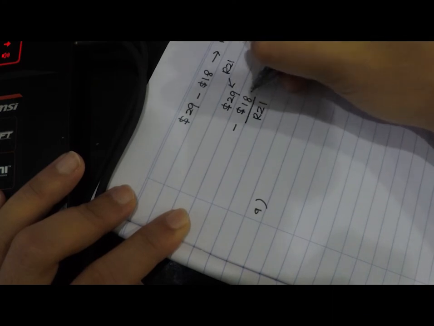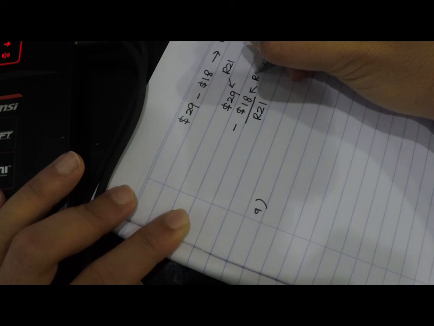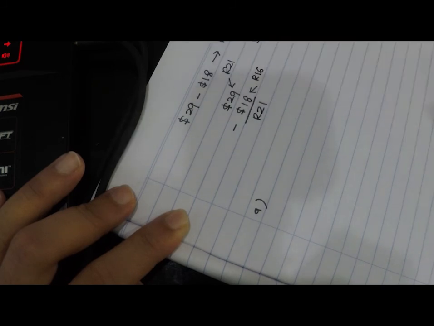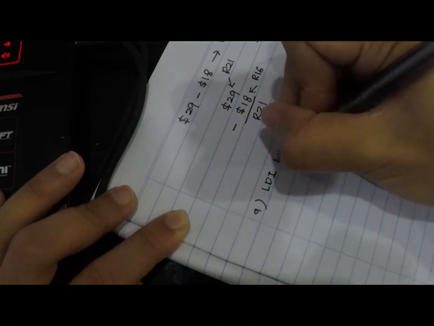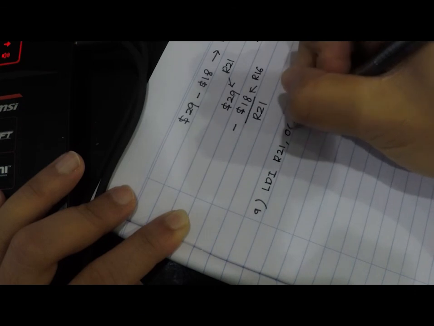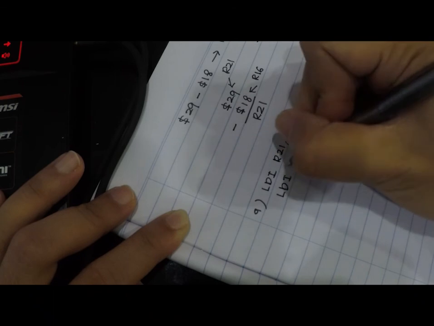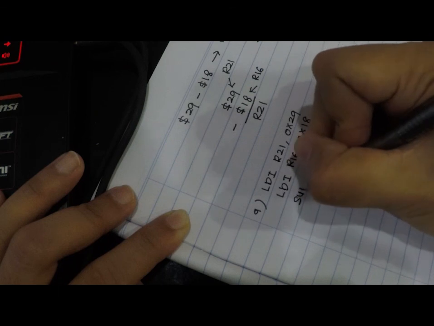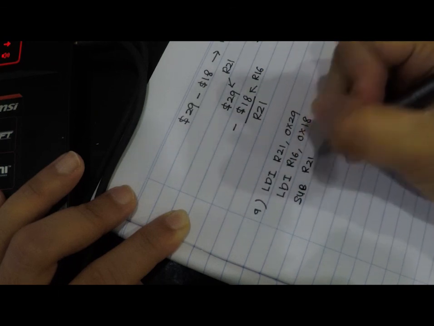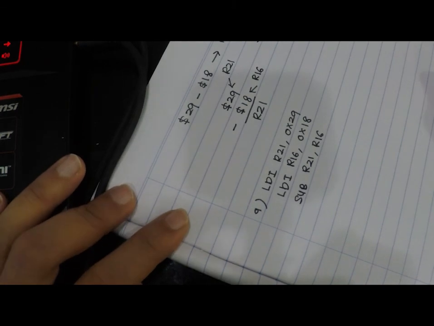What about the second value? The second value you can put in any of the GPR. You can use R16, for example. So what you're going to do now is load R21 with 0x1D, which is 29, and then load R16 with 0x12, which is 18, and do SUB R21, R16. This is without using the SUBI instruction.